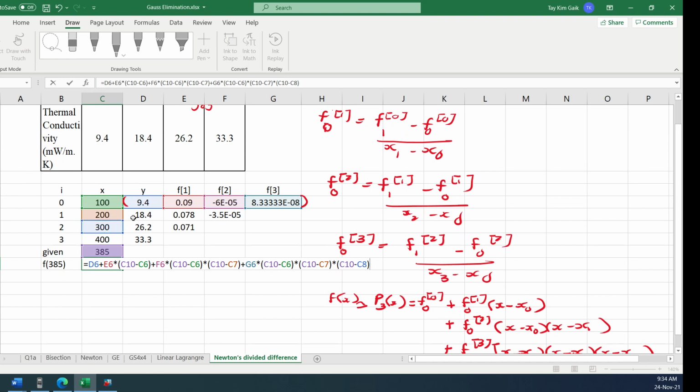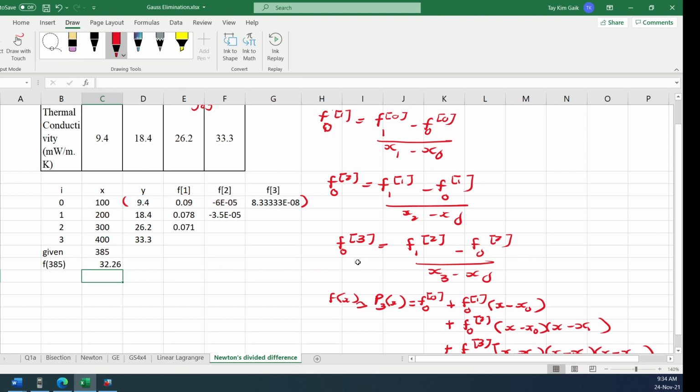So you see D6 is the F01. F00, this is F01. First level multiplies x, my x stored in C10, x minus x naught. This is second level, F02 multiplied by x minus x naught, x minus x1. The third level, x minus x naught, x minus x1, x minus x2. Once you confirm it is correct, you get the answer 32.26.